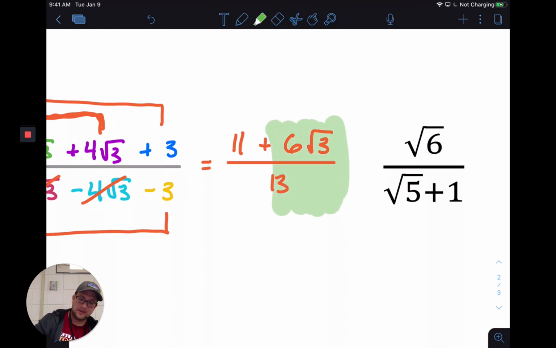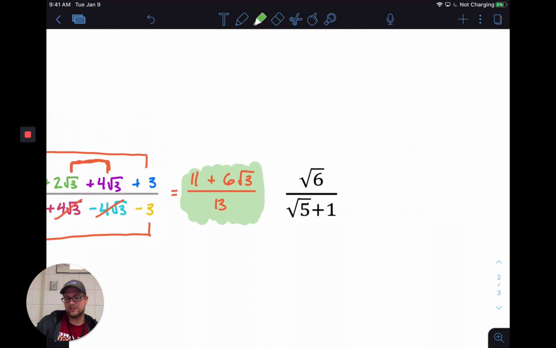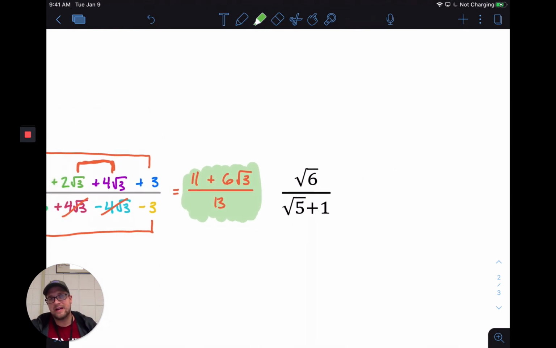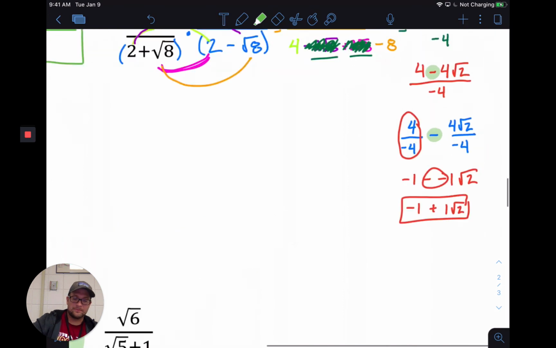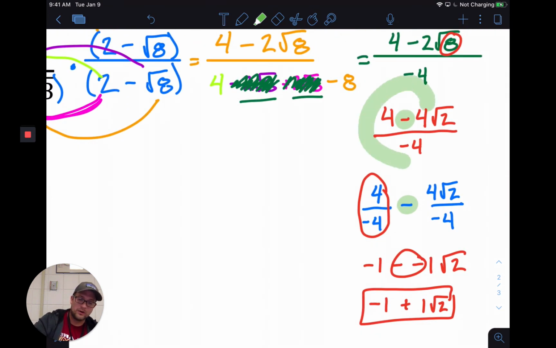We're fine keeping our answer here. We don't need to break up that fraction like we did in the last problem because 13 and 11 don't have any common factors, so they're not going to be able to be reduced. And neither do 13 and 6. In the last problem, everything was divisible by 4 at this point, which is why we broke it up. We knew those could be reduced.